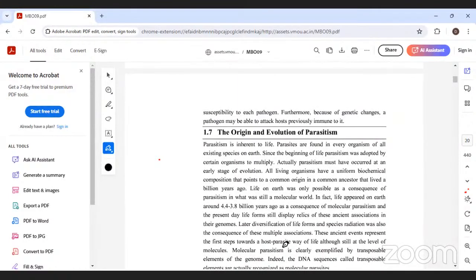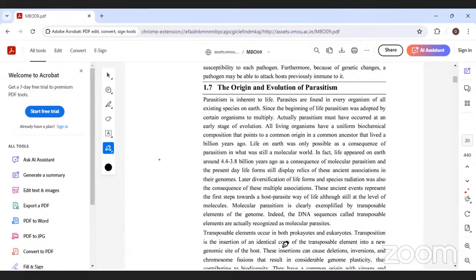This is parasitism. What is the origin and evolution of parasitism? Here, parasitism is inherent to life. Parasites are found in every organism of all existing species on earth. Since the beginning of life, parasitism was adopted by certain organisms to multiply.